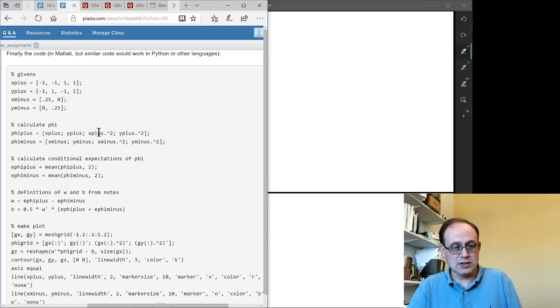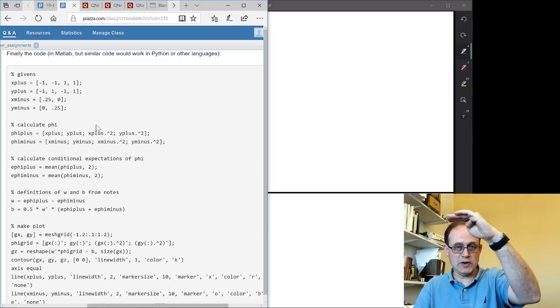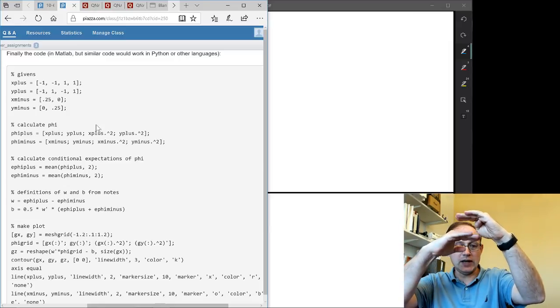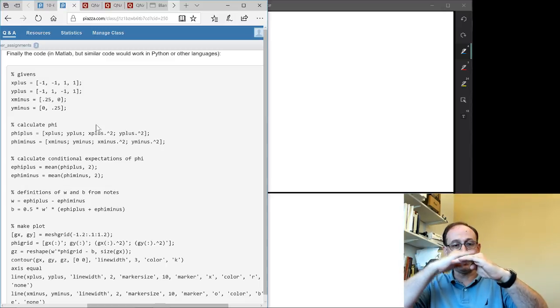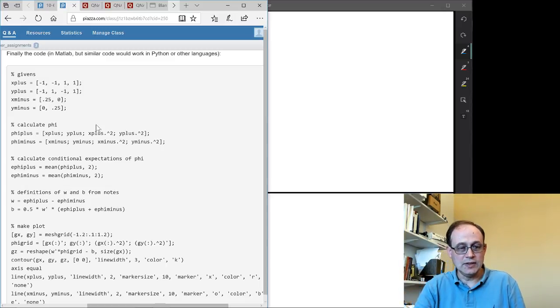So this line here gives x, y, x squared, and y squared for the positive examples. So this calculates our feature function that we gave in the problem description. For people who aren't familiar with MATLAB, semicolon means to stack matrices on top of one another. So x plus is a row vector that gives you the first row of the matrix, y is the next row of the matrix, x squared is the one after that, and y squared is the one after that. And then the same code for the negative examples.